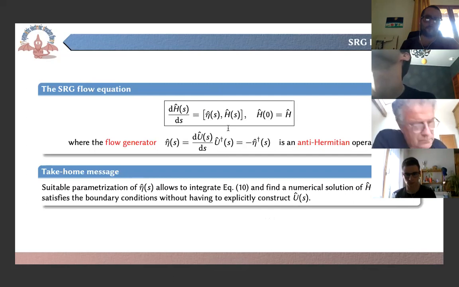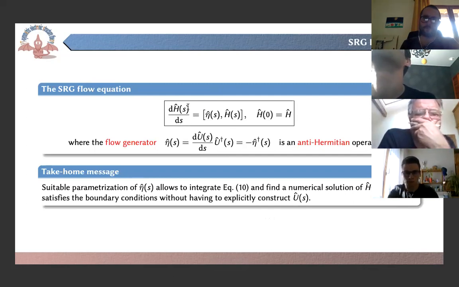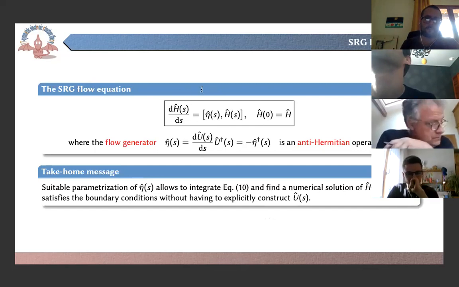Okay, so here you have the derivative of H with respect to S is going to be equal to that's a commutator. Okay, and you have this H of 0 equal H. So the idea of SRG is to actually integrate numerically these equations.